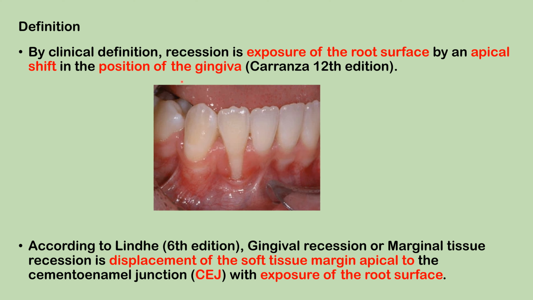According to Carranza, recession is the exposure of the root surface by an apical shift in the position of the gingiva. And according to Linde, gingival recession or marginal tissue recession is the displacement of the soft tissue margin apical to the cemento-enamel junction with exposure of the root surface. Recession refers to the location of the gingiva rather than its condition. So a receded gingiva can be inflamed, but it may be normal except for its position. The prevalence, extent and severity also increase with age, and it is more prevalent among males.